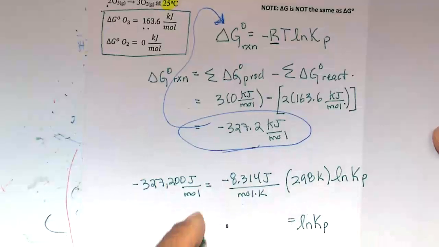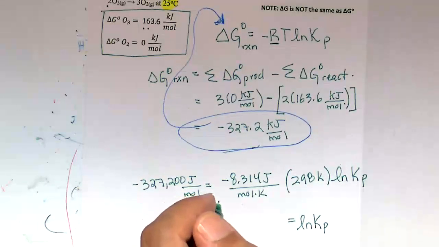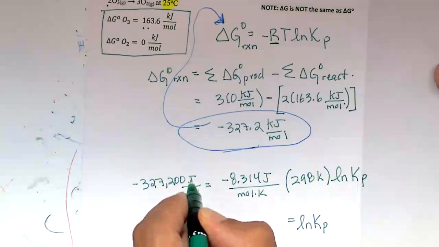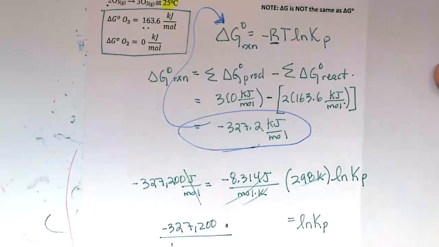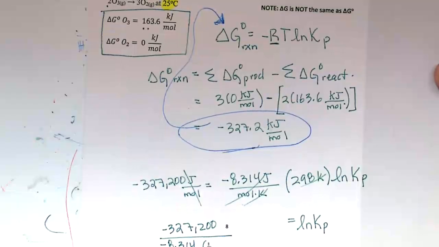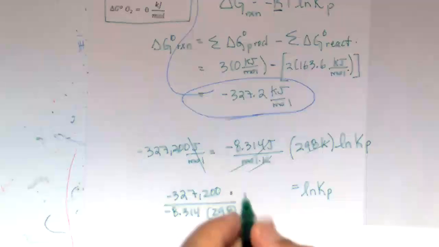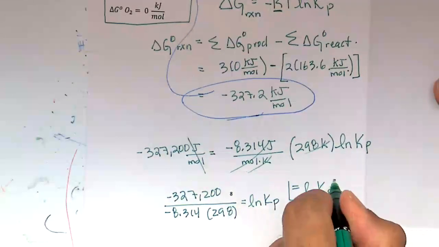So the natural log of Kp is equal to, K has no units. That was one of the questions on the exam. So K will have no units. Joule per mole cancel, Kelvin, Kelvin cancel. It's going to be minus 327,200 divided by minus 8.314 times 298. So this is going to equal the natural log of Kp.